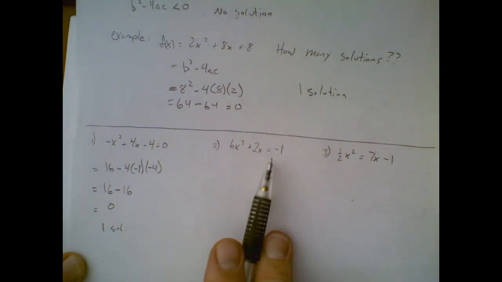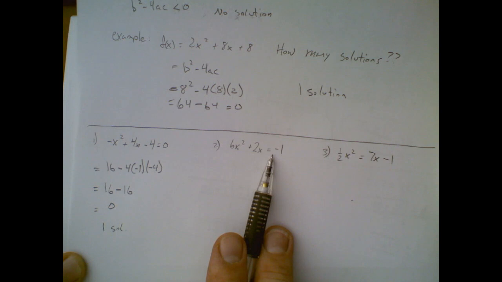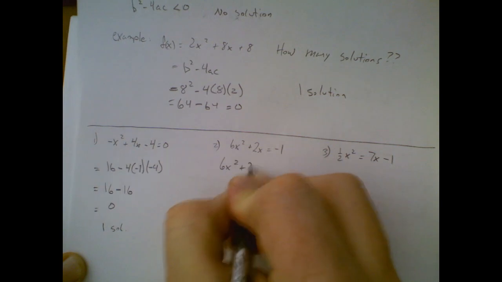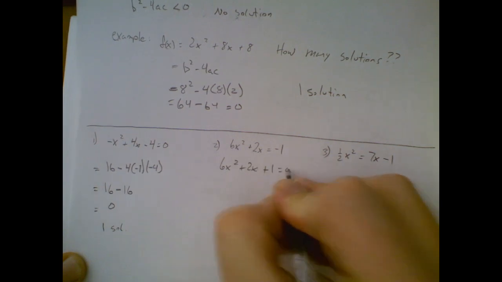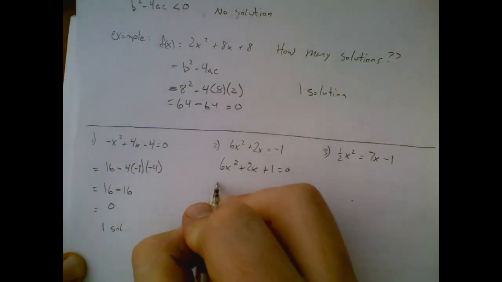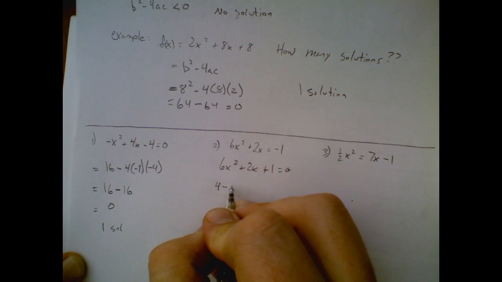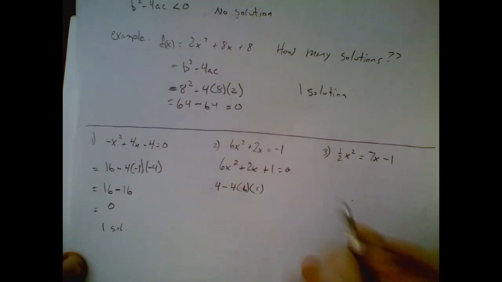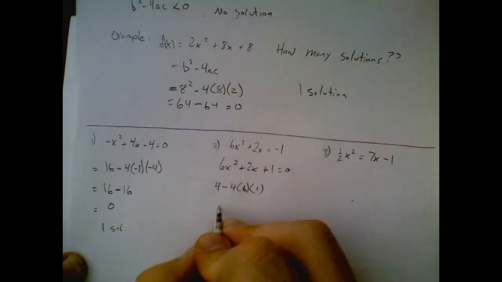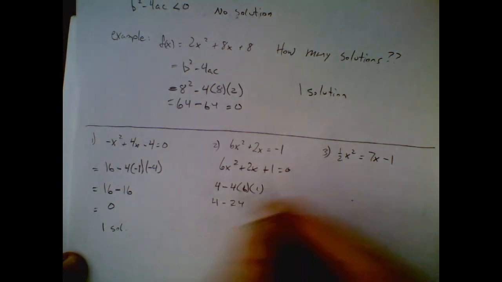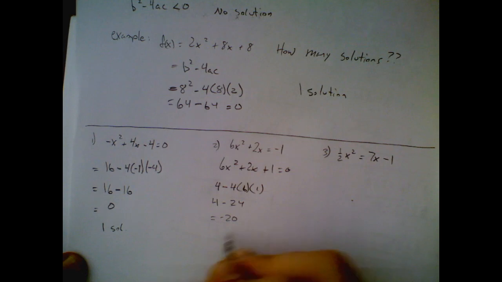Looking at the next one, there's one issue though. We need this equal to 0. Before we can apply this, we have to get it equal to 0. So 6x squared plus 2x plus 1 equals 0. Now we can do this. b squared is 4 minus 4 times 6 times 1, 4ac. I can already tell that this is going to be 4 minus some number that's bigger, so it's going to be a negative. That's your no solution case.